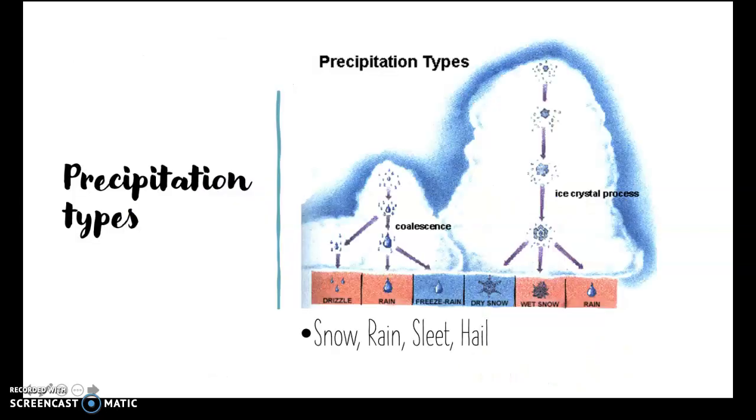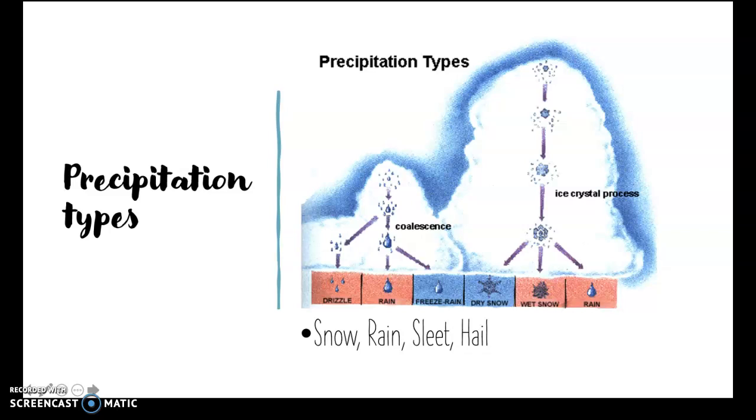So there are different types of precipitation. And some of the ones I'll be talking about are snow, rain, sleet, and hail. Snow is created in the Bergeron process when the water droplets and the ice crystals combine, and then the ice crystals continue combining and fall as snow. Rain is created in the collision process, and that's when the water droplets keep colliding into one another and then become big enough to fall.